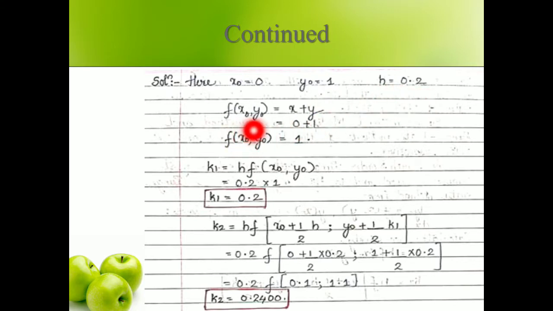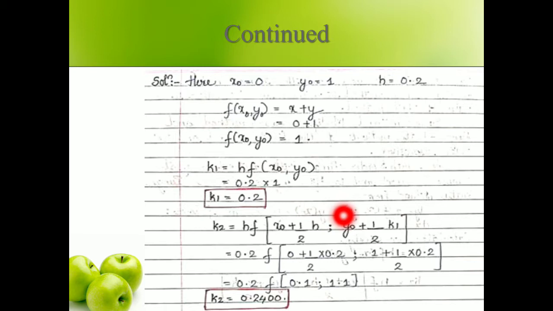f of x naught, y naught is x plus y. Substituting the values of x naught and y naught as 0 and 1, we get f of x naught, y naught equal to 1. That is, k1 is equal to h into f of x naught, y naught. So 0.2 into 1 will be 0.2. That is the k1 value.